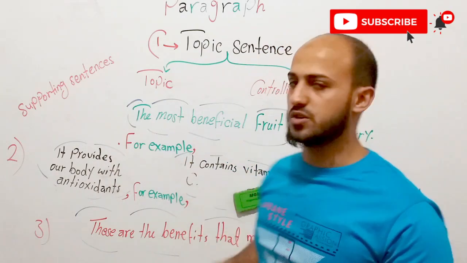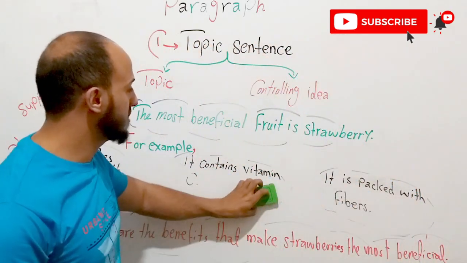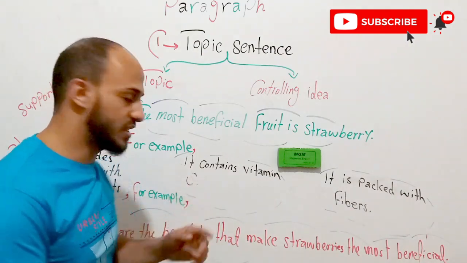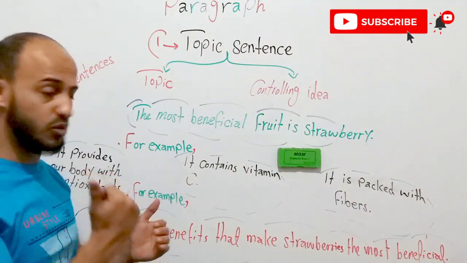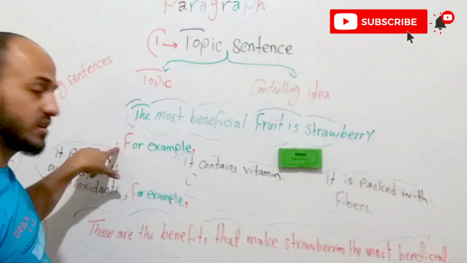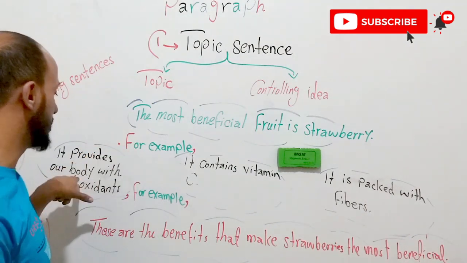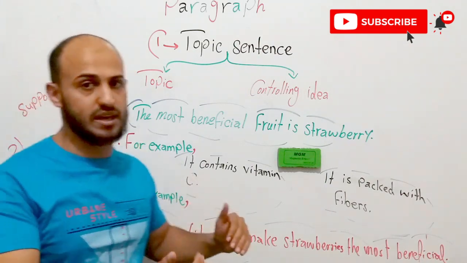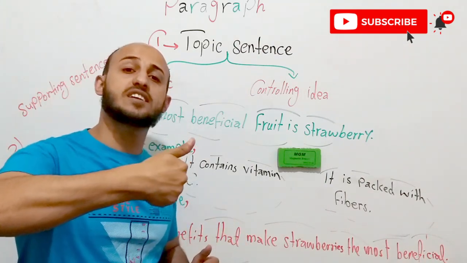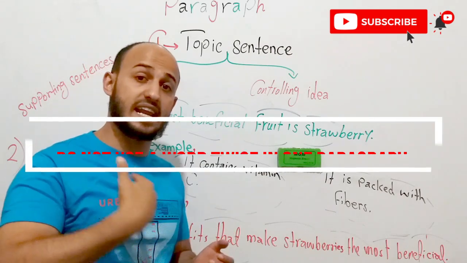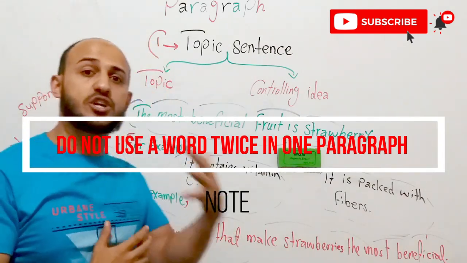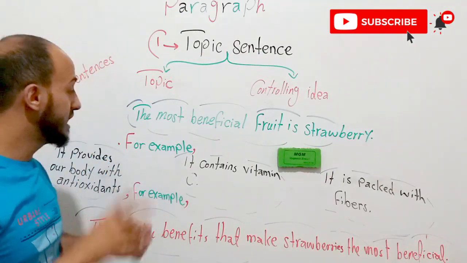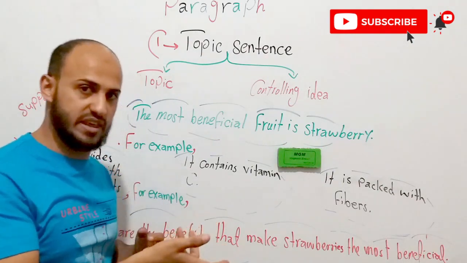Now you go to number two. For example, you say, it contains vitamin C. The same idea. Before, you used for example with the full stop then capital. Here in the second one, don't use for example again. Use what? For instance. Do not use the same word again and again. So you have to change your language when writing a paragraph. This is really important. Number two, to change things.